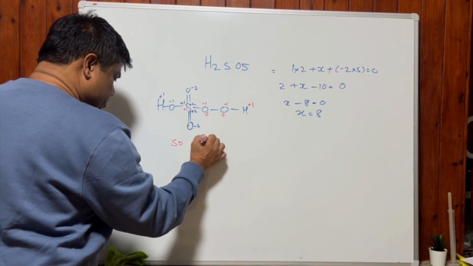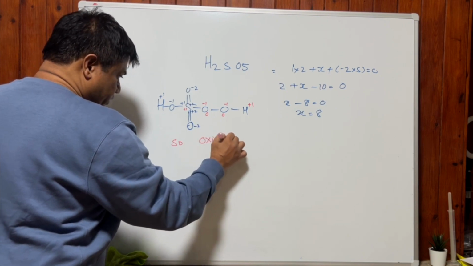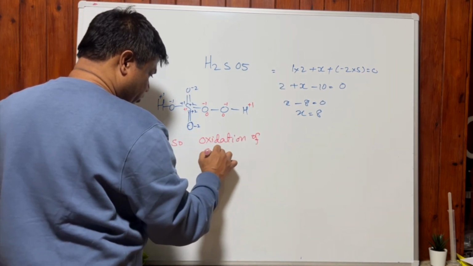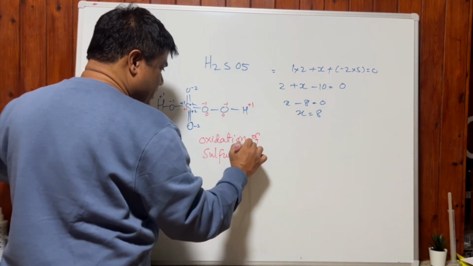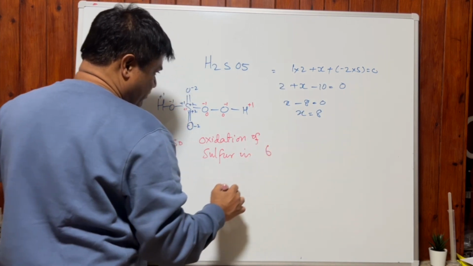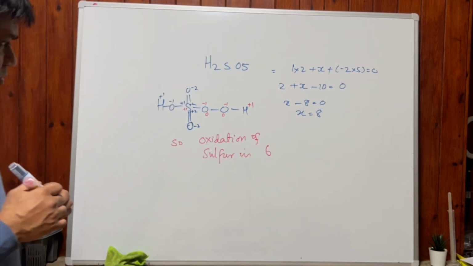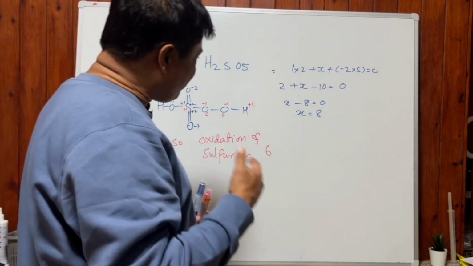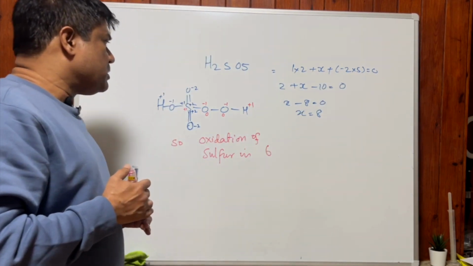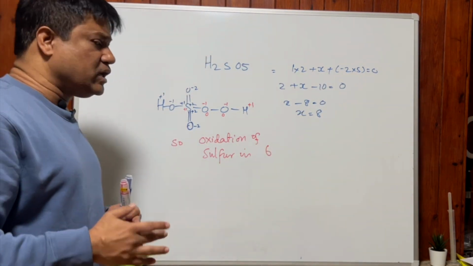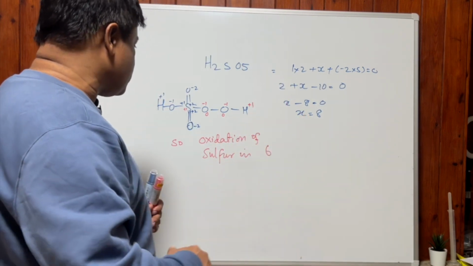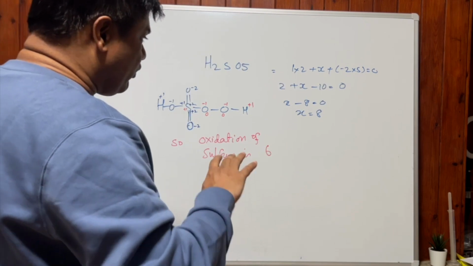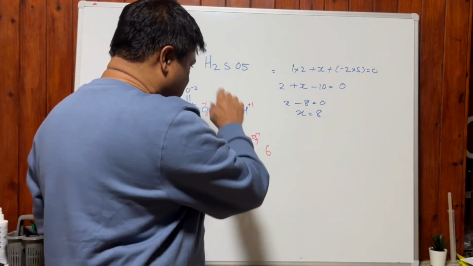So oxidation state of sulfur in peroxymonosulfuric acid is +6, which is quite obvious. So sulfur shows +6 oxidation state. Sulfur shows variable oxidation state, but to the maximum extent it shows +6 oxidation state. If you follow the formula, we get a wrong answer because of this peroxy linkage.